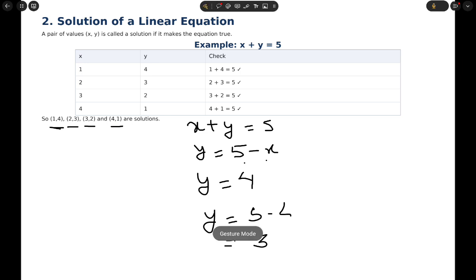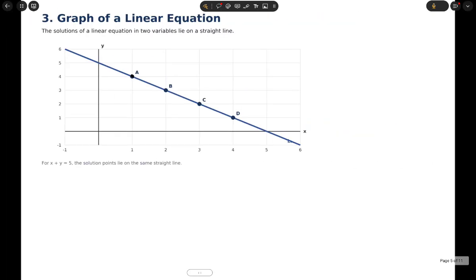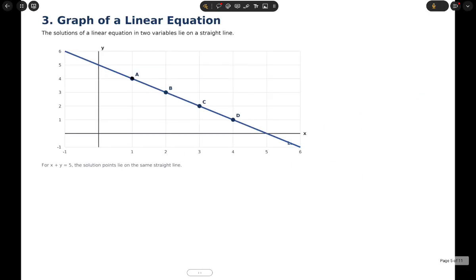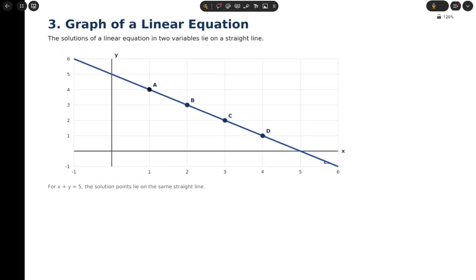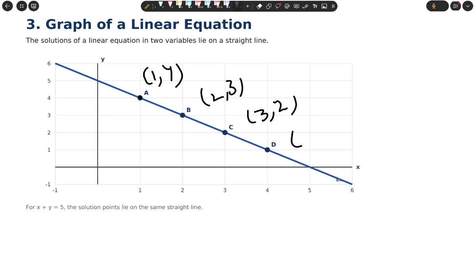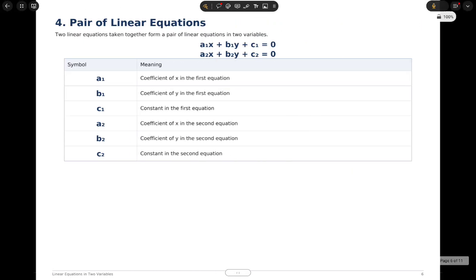Then comes the graphical representation of these linear equations. With the points we have found, we'll make a graph and plot these values on it. The first point represents 1 comma 4, the second point represents 2 comma 3, the third point represents 3 comma 2, and the fourth point represents 4 comma 1. So this is very simple. We can represent it very easily just by finding the solutions of the linear equations.